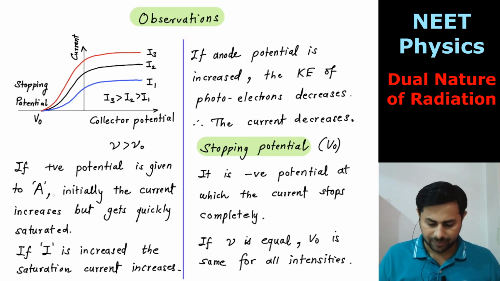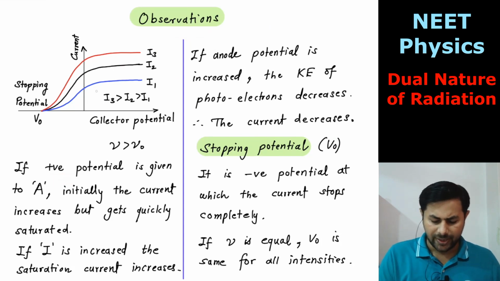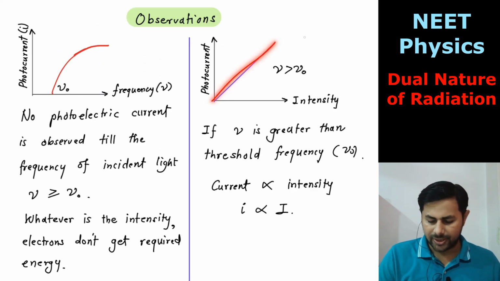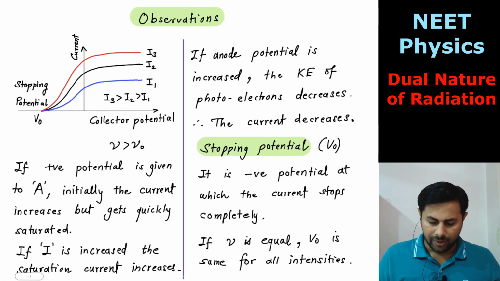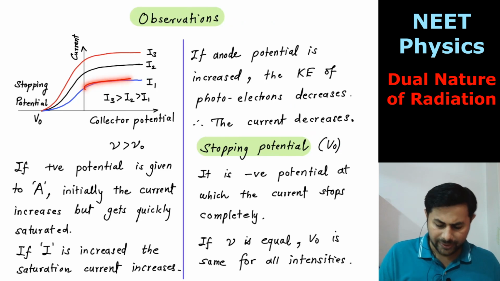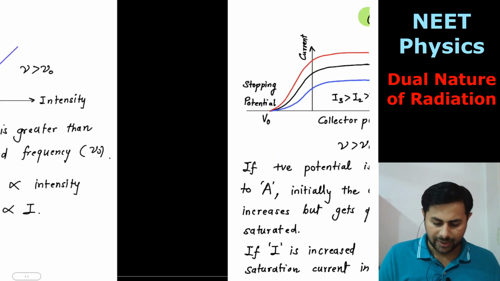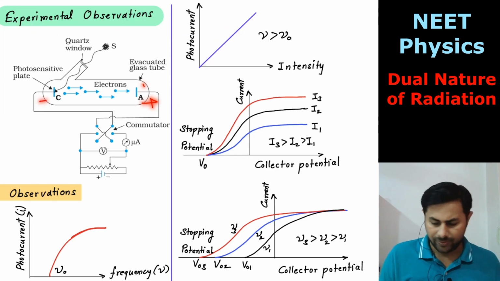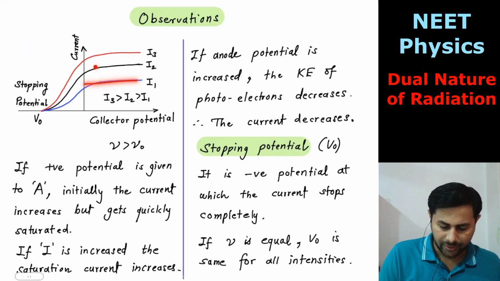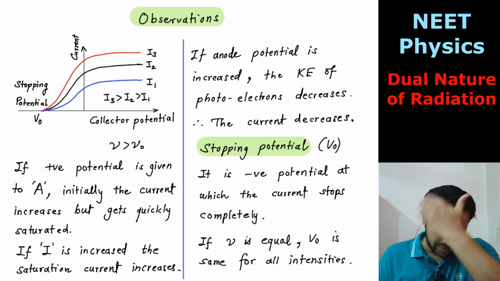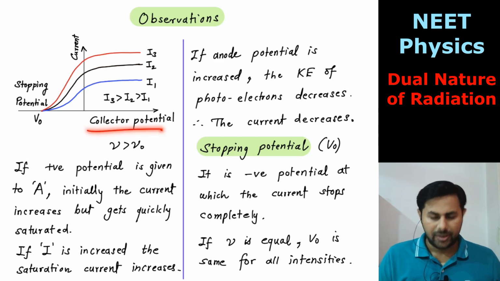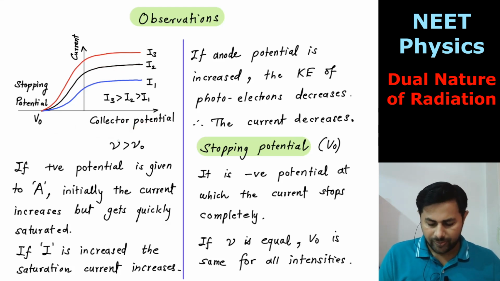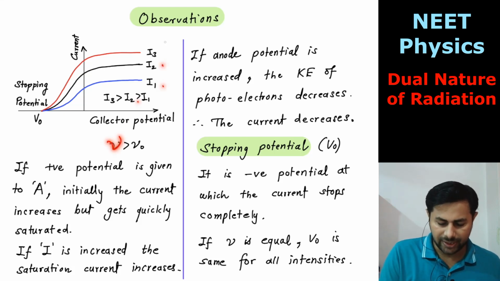Then the third graph. So what does the third graph say? Again, you have seen the current is directly proportional to the intensity. We are using I for intensity. So as the intensity increases and the potential of the anode is positive, then you get more current. More current. But if you make the potential difference negative, then what happens? The frequency is the same here and just the intensity is different.